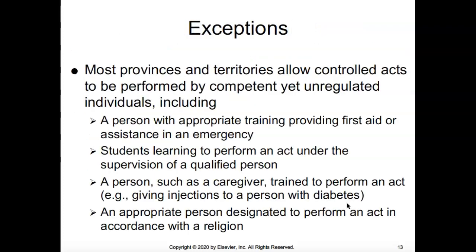Okay, here are some exceptions. Most provinces and territories allow controlled acts to be performed by competent yet unregulated individuals, including, here are some examples: a person with appropriate training, students learning to perform that act, a person such as a caregiver who's been trained, and an appropriate person designated to perform an act in accordance with a religion. Those are some exceptions to allow individuals to perform certain controlled acts.